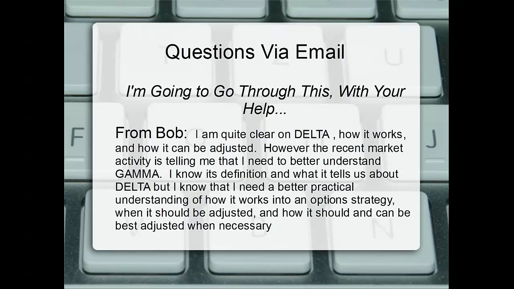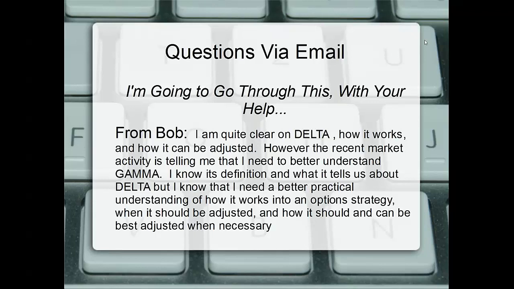And Bob says he's quite clear on delta, how it works, how it can be adjusted. However, the recent market activity is telling me that I need to better understand gamma. I know its definition and what it tells about delta, but I need a better practical understanding of how it works into an option strategy, when it should be adjusted, how it should be, and can be best adjusted when necessary. Okay, so I'm going to pause here.